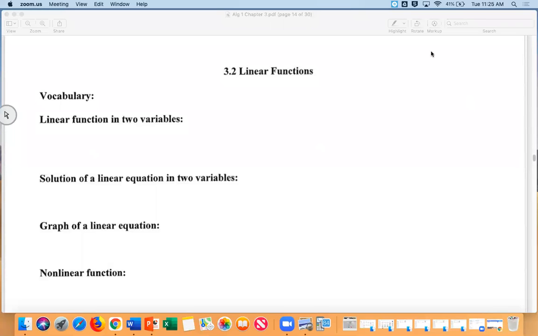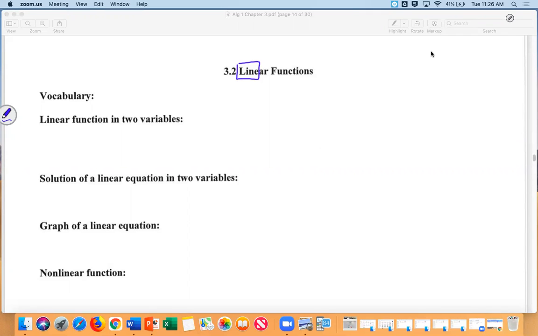All right, so 3.2 is linear functions. So Nate, what word do you see in linear? Line. Very good. So everybody, let's box in this word line. So a linear function is basically all about lines, okay? So that's what a linear function is. It's a line, okay?